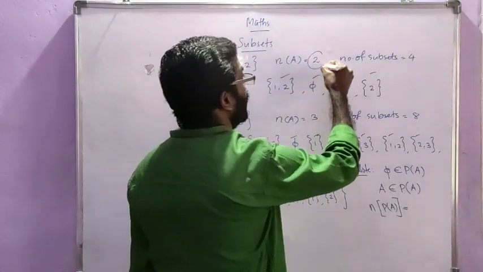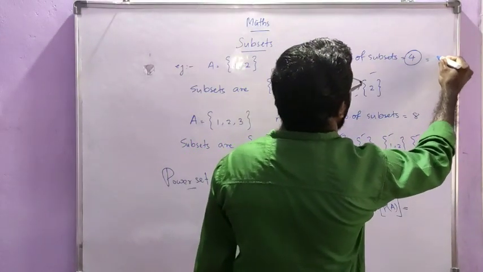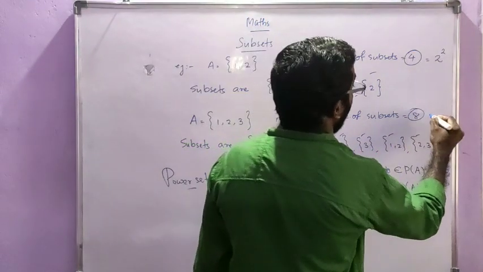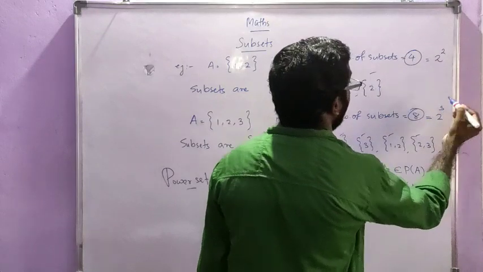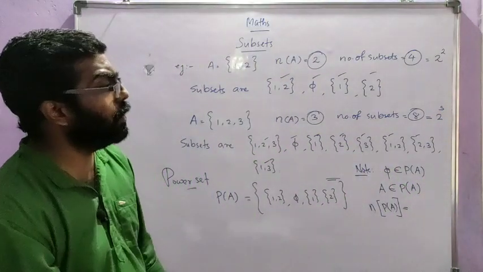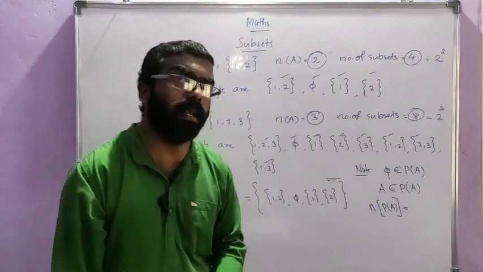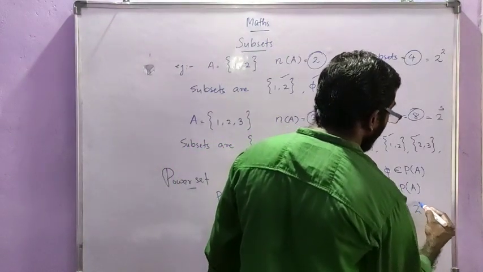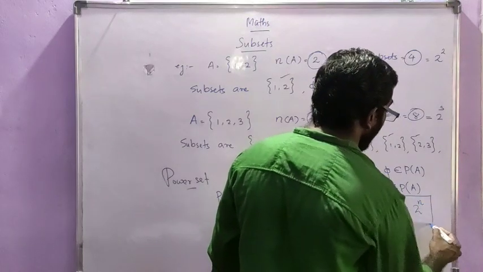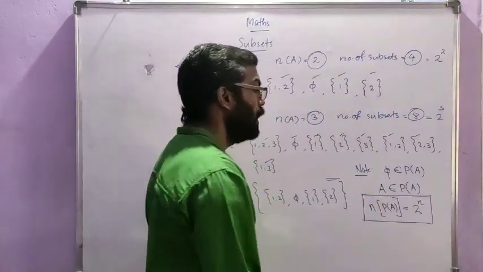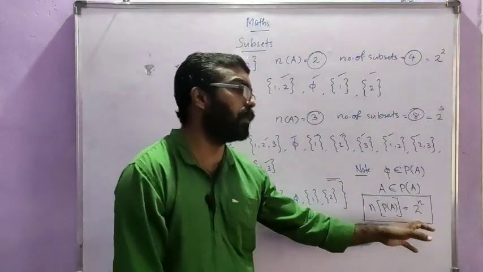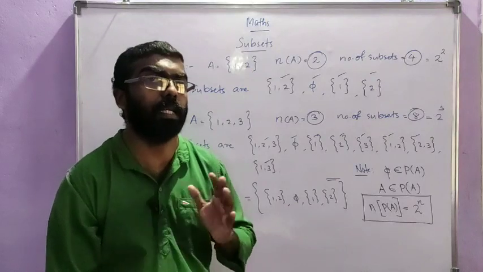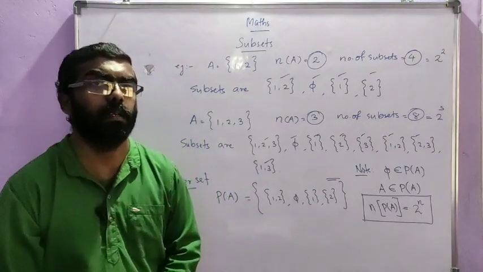So here we can connect these two numbers. This 4 is equal to 2 squared. Here 3 and 8, we can write 8 is equal to 2 cubed. So if a set contains n elements, then the number of elements in P of A is equal to 2 raised to n. It is one of the important formulas in this chapter. N of P of A is equal to 2 raised to n, where n is the number of elements or the cardinality of the set. Understood?